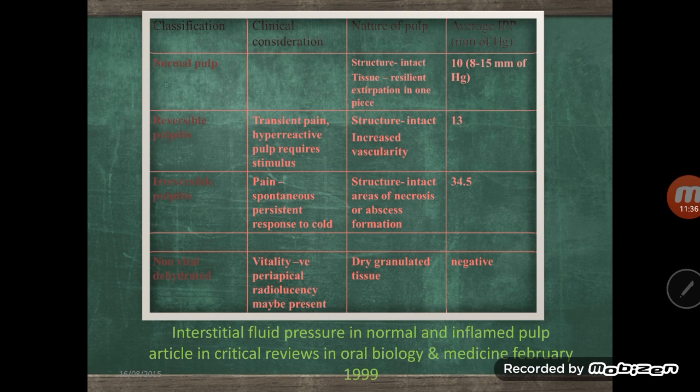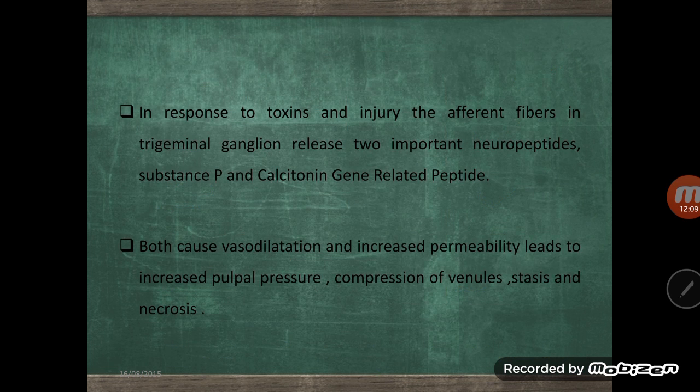First, what is the pressure in the normal pulp? The pressure in the normal pulp is around 5 to 8, or in and around 8 to 10 mm of Hg. In reversible pulpitis, it is 13 mm of Hg. In irreversible pulpitis, it is 34.5 mm of Hg. In a non-vital, dehydrated pulp, it will be negative, meaning it will be sucked, so the pressure is negative. Just go through these clinical considerations and the nature of the pulp, but these values are very important from an examination point of view.